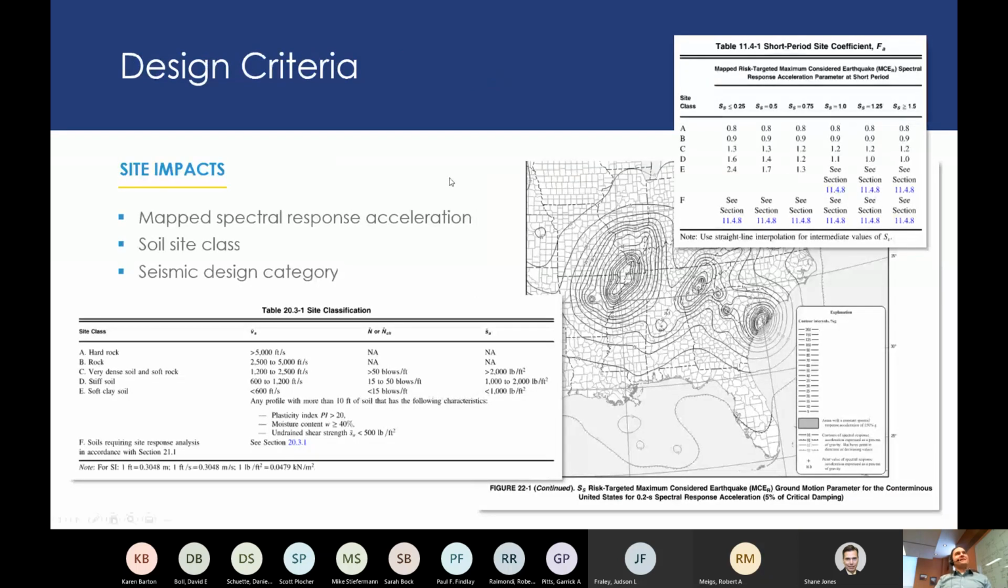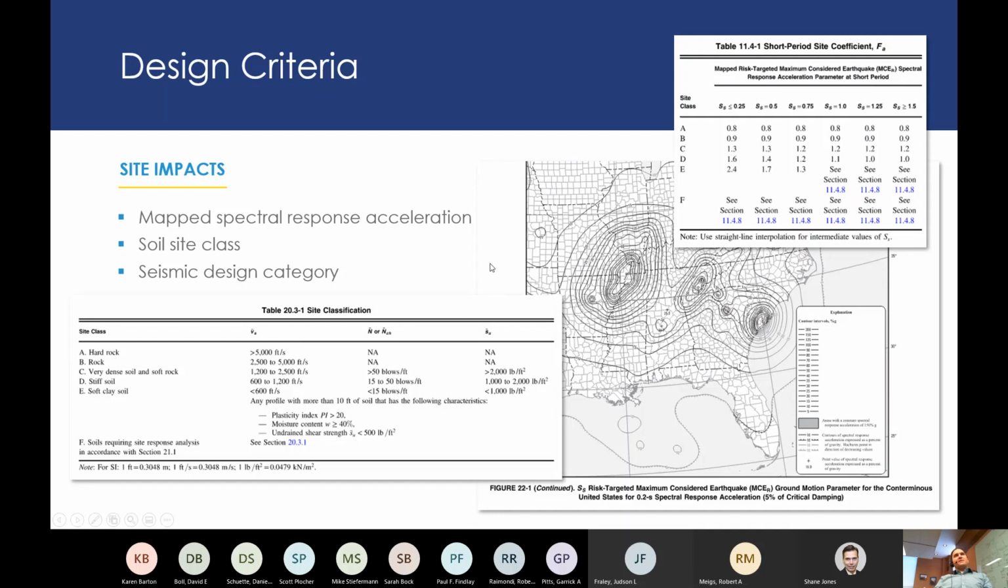Okay, design criteria. Site impacts, the mapped spectral response acceleration. Many of you have probably seen a map similar to this, and this is the mapped spectral response. And you all know that the region closest to us, New Madrid, is the kind of epicenter of these high forces. But it's still a significant concern in St. Louis.